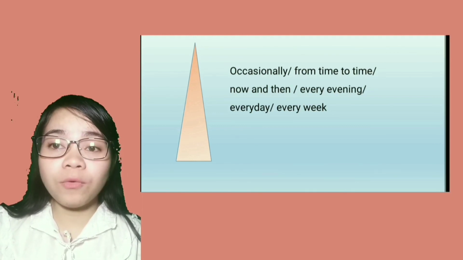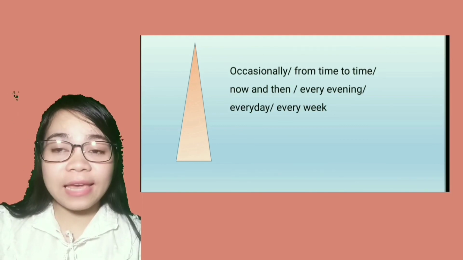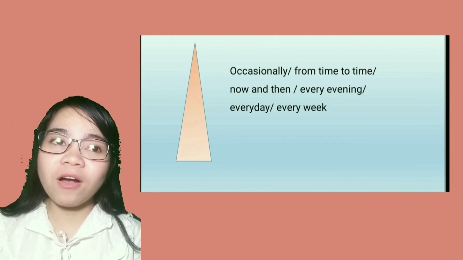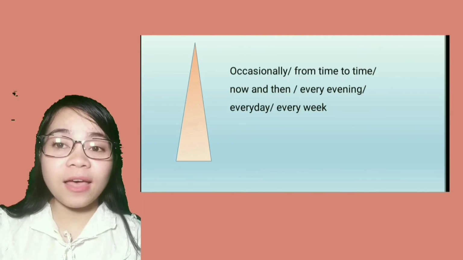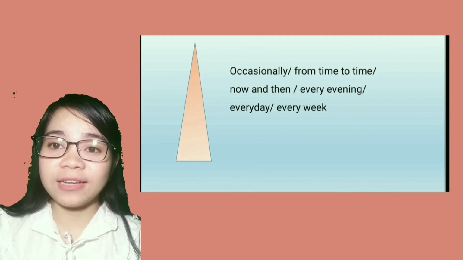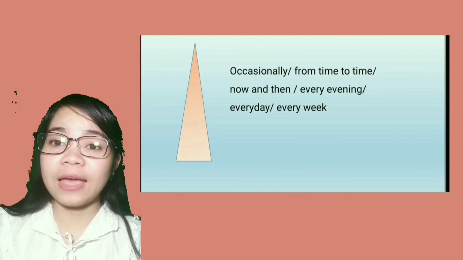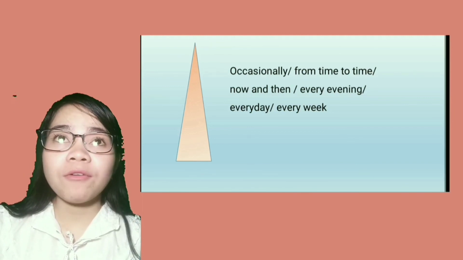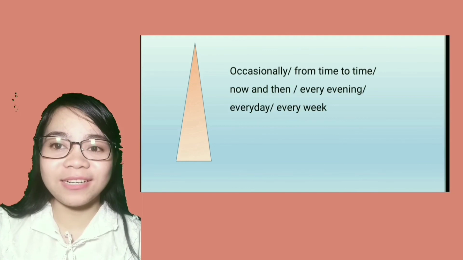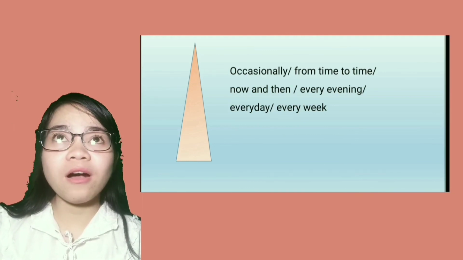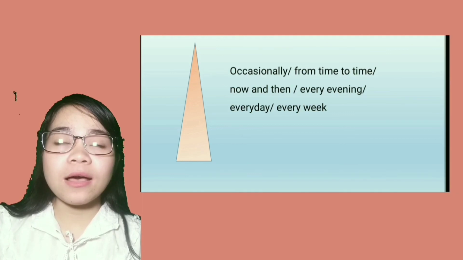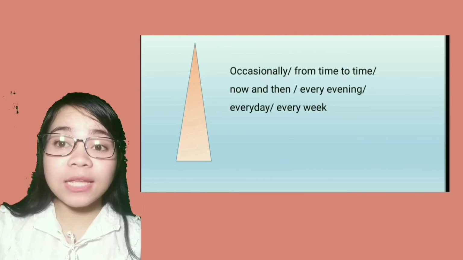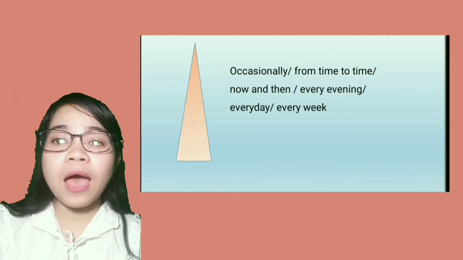Expressions of frequency always go at the end of the sentence or at the beginning of the sentence. For example, I always wash my face every night. Every night is an expression of frequency, and it goes at the end of the sentence. I always visit my grandmother every year. I always eat a hamburger every month. So it always appears or goes at the end of the sentence.